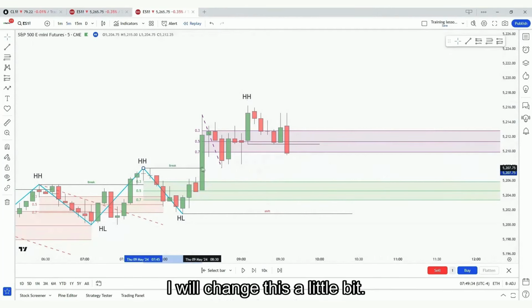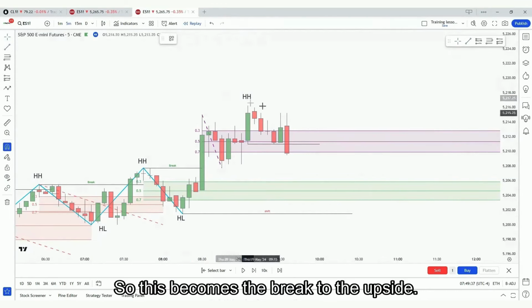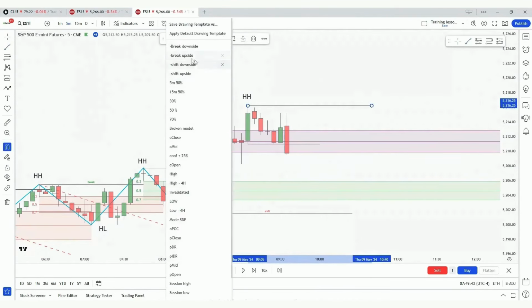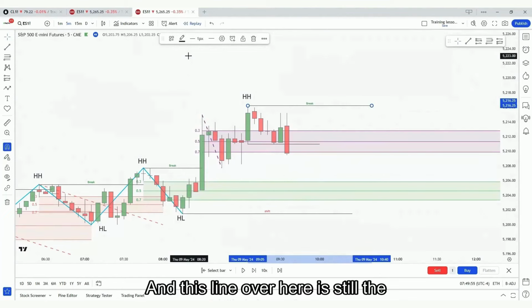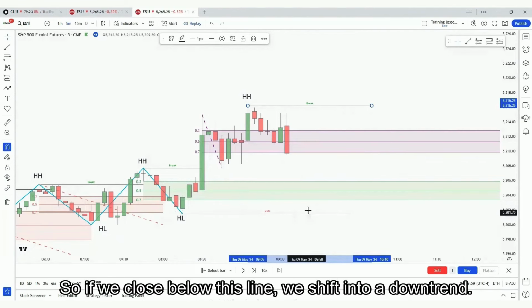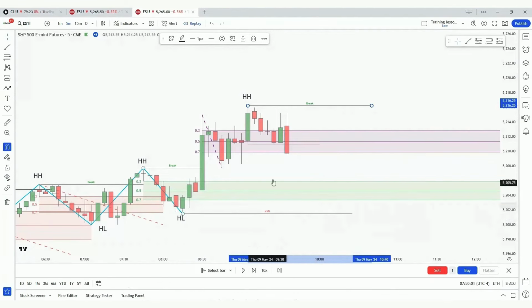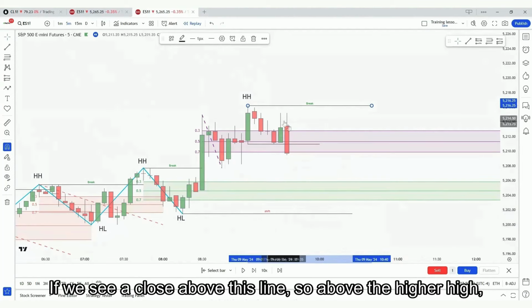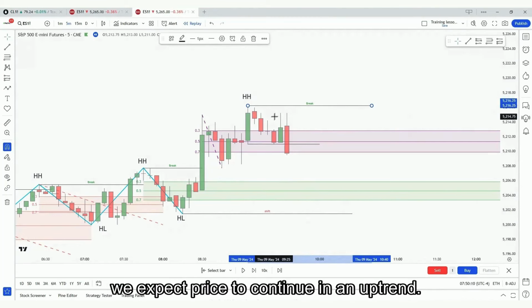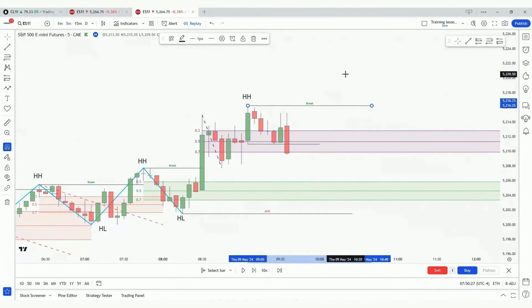I will change this a little bit. So this becomes the break to the upside. And this line over here is still the shift line to the downside. So if we close below this line, we shift into a downtrend. If we see a close above this line, so above the higher high, we expect price to continue in an uptrend. Let's see what price is doing here.